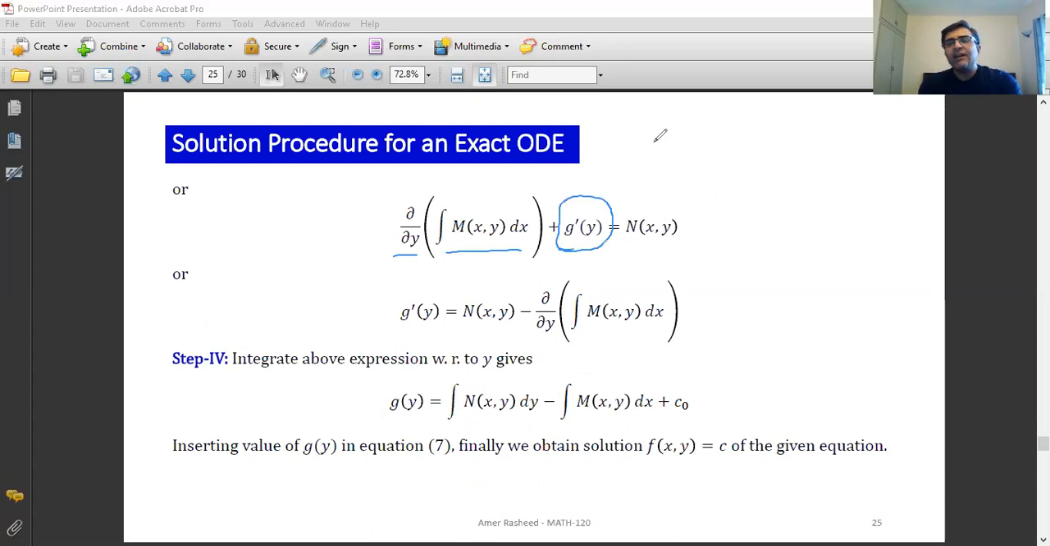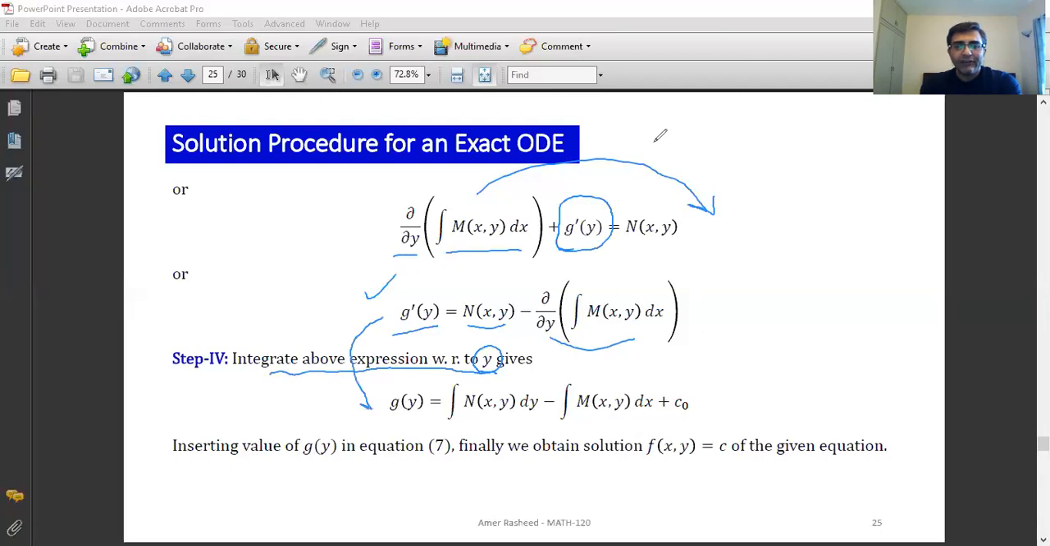This is your derivative with respect to y. We can take this thing on the other side. We can write g dash of y is equal to n of this and this. Now we need to find g of y. What we do here, we integrate this expression with respect to y on both sides.